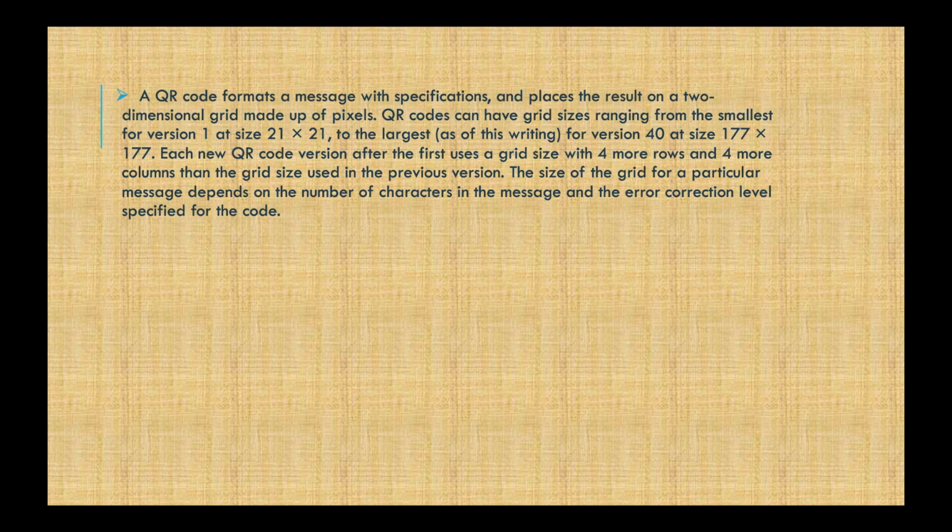QR codes can have grid sizes ranging from the smallest for version 1 at size 21 by 21 to the largest, as of this writing, for version 40 at size 177 by 177. Each new QR code version after the first uses a grid size with 4 more rows and 4 more columns than the grid size used in the previous version. The size of the grid for a particular message depends on the number of characters in the message and the error correction level specified for the code.